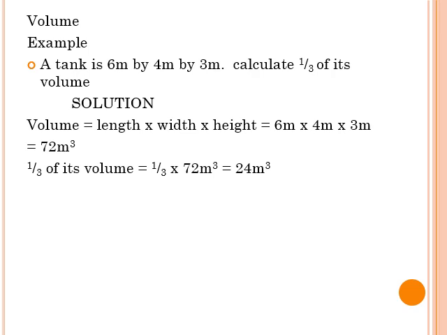So here they have given us 6, 4, and 3 meters. If we multiply all of them together, we get 72 meters cube. But they did not ask us to calculate the volume. They said 1/3 of its volume. So we multiply 72 by 1/3, and we get 24 meters cube. That is the answer for this question.